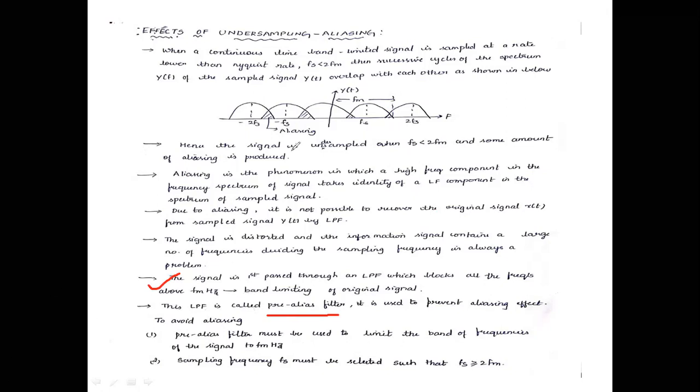To avoid aliasing, the pre-aliasing filter must be used to limit the band of frequency of the signal to Fm hertz.